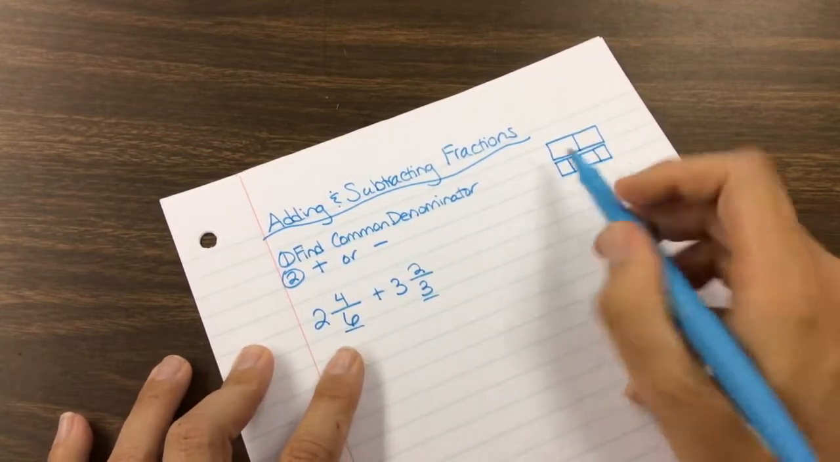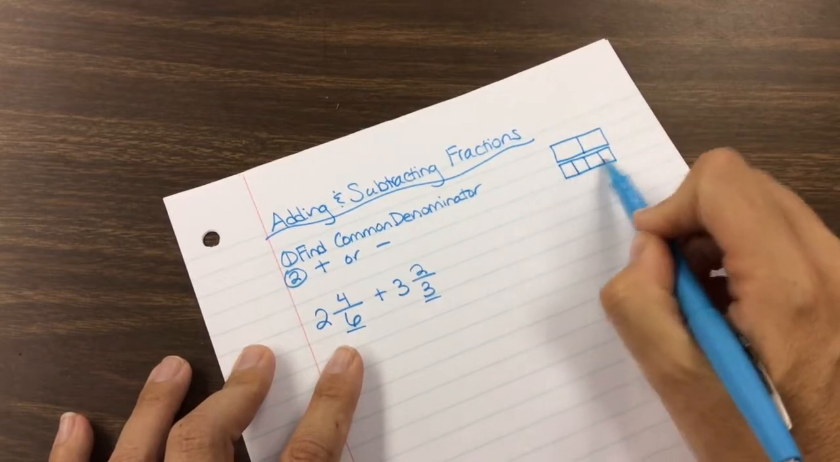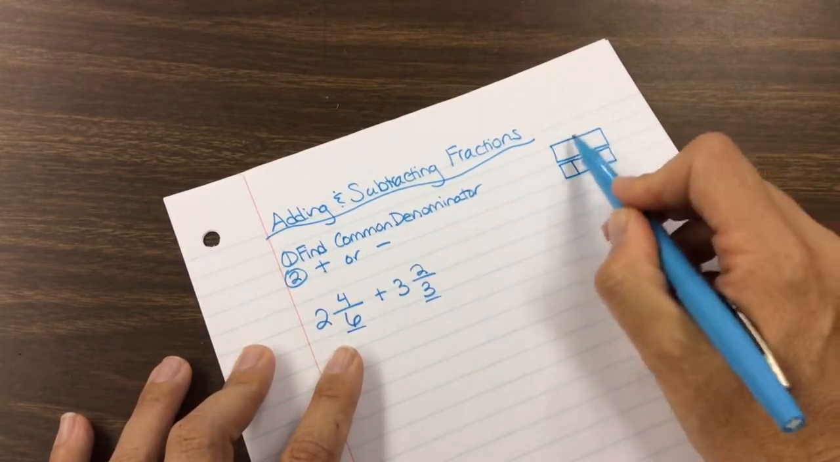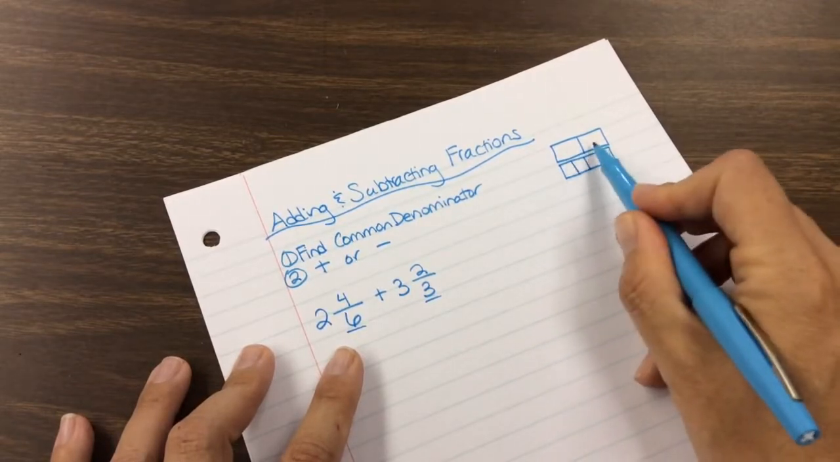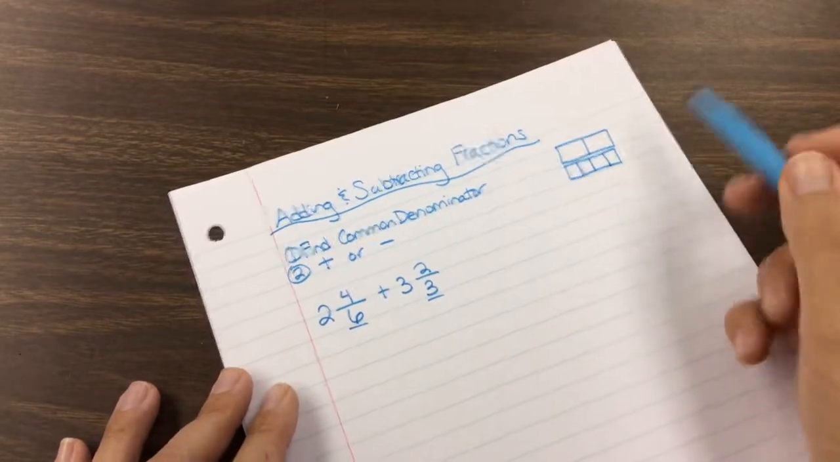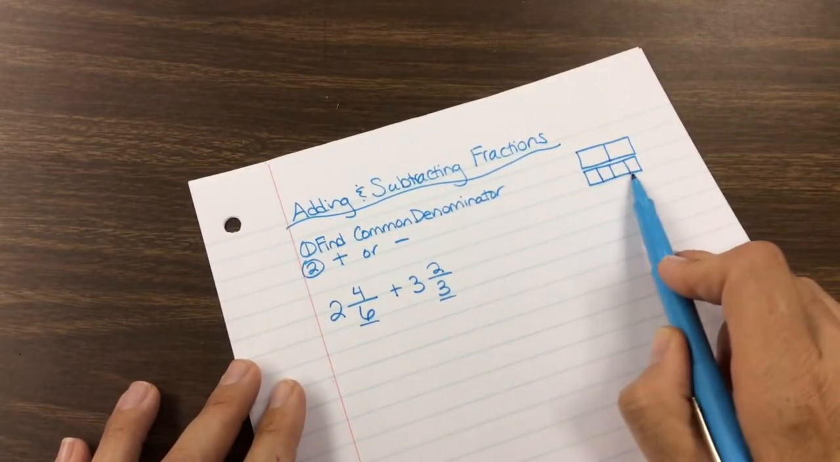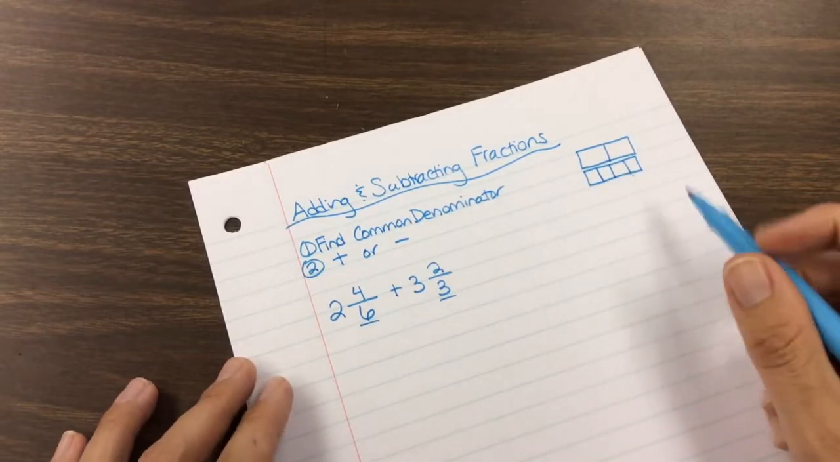they're the same. Here's the reason why. Right now, this is in halves and this is in fourths. So this whole's cut into halves and this whole's cut into fourths. And as you can see, the sizes of the fraction pieces are different. Anytime you add and subtract a fraction, the sizes of the actual pieces need to be the same in order to add or subtract them.